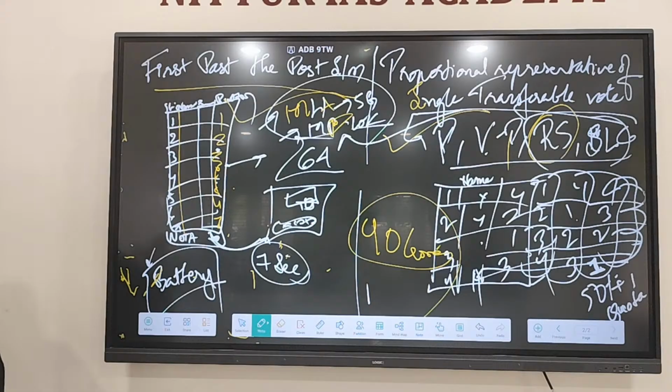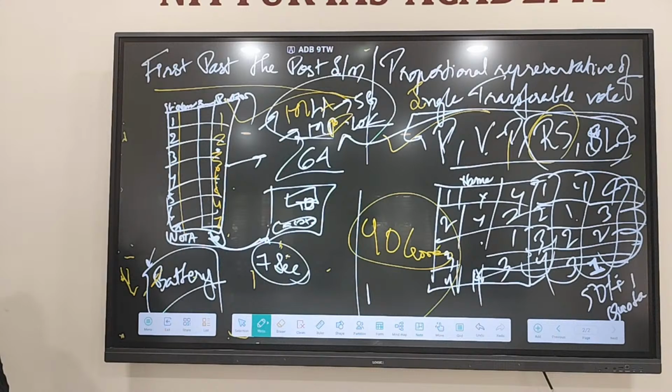EVM machines and VVPAT will be secured and they will be stored in a room at 8 or 9 o'clock, because elections finish at 6 o'clock, usually 5 o'clock. Sometimes it will be extended till 6 or 7 o'clock. Okay, then they will store them in rooms. Then it will be sealed. The door lock will be sealed.